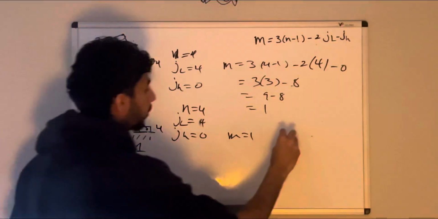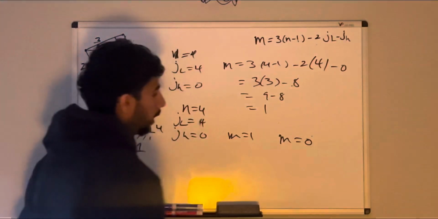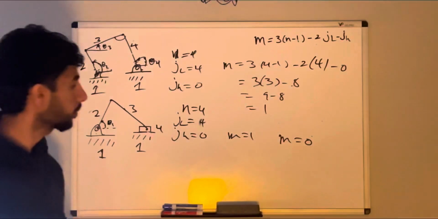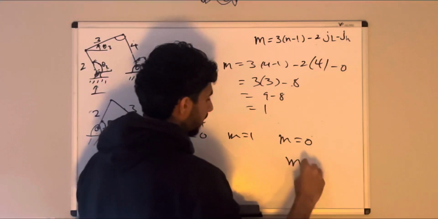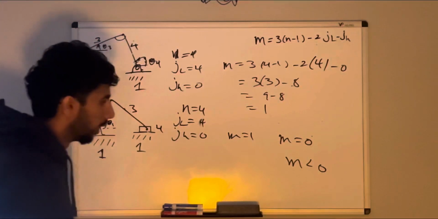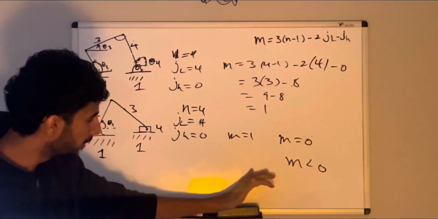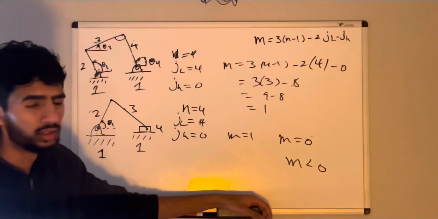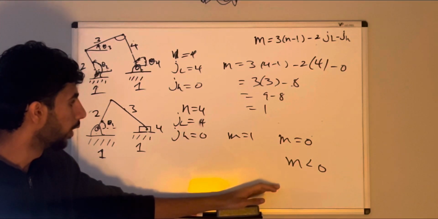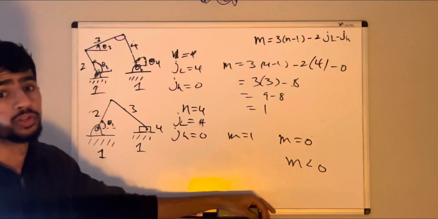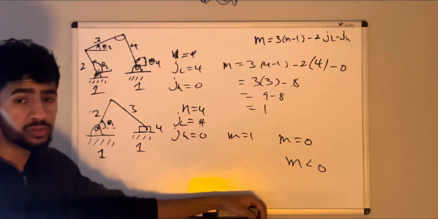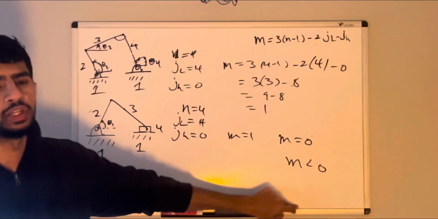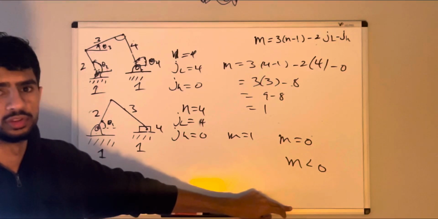Let's say the mobility was 0. This means that it's fixed, it doesn't move. Essentially, it's a structure. And if the mobility were less than 0, a negative value, in terms of mechanisms, that means there exists a redundant link, or rather, the structure is preloaded. So there's something helping support the structure. When developing structures, you want a mobility below 0. Why? Because we want the structure to be ideal. We want it to be able to support loads.